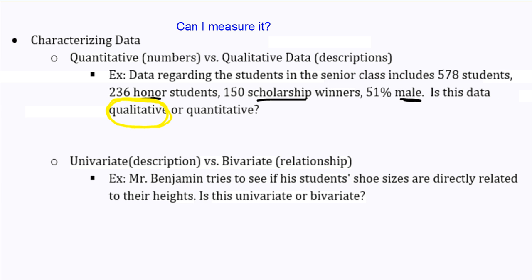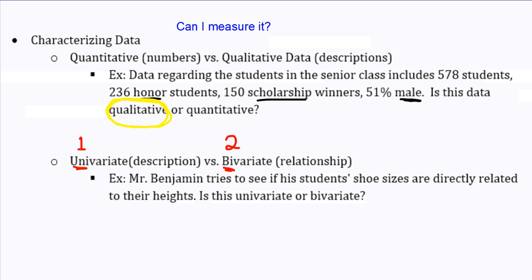Univariate versus bivariate, well, you should be seeing these prefixes which are useful. Uni meaning 1, and bi meaning 2. So univariate means I'm only gathering data on one type of thing. Bivariate means I'm gathering data on 2 different things, and then looking for a relationship between them.